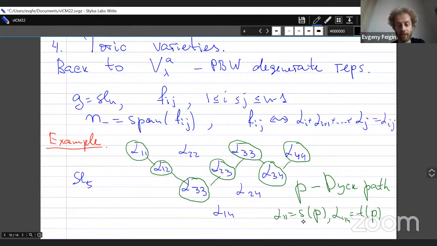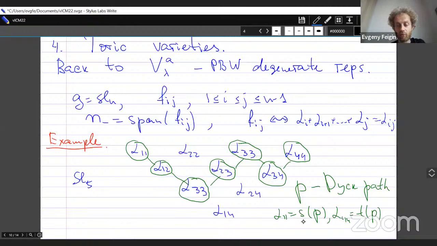You can see this in the example of SL5. If we ignore the green part of the picture, then this is just the picture for the 10 positive roots of SL5, starting from alpha 1,1 to alpha 4,4. These are simple roots, and alpha 1,4 is the highest root. And then we need the notion of a dig path.